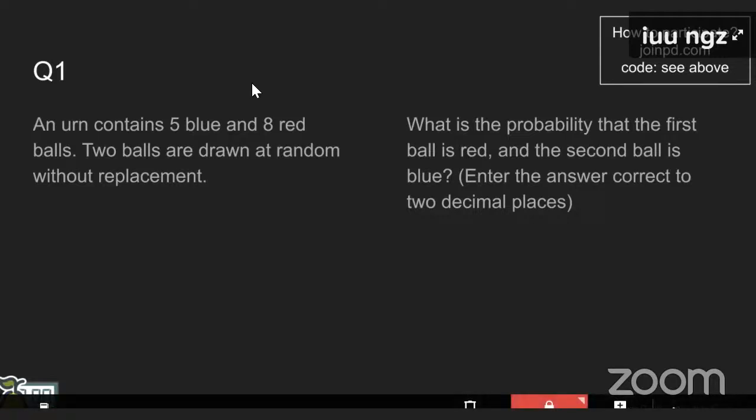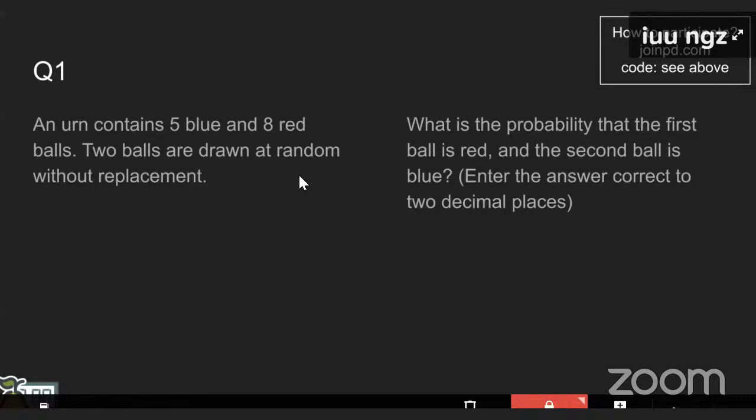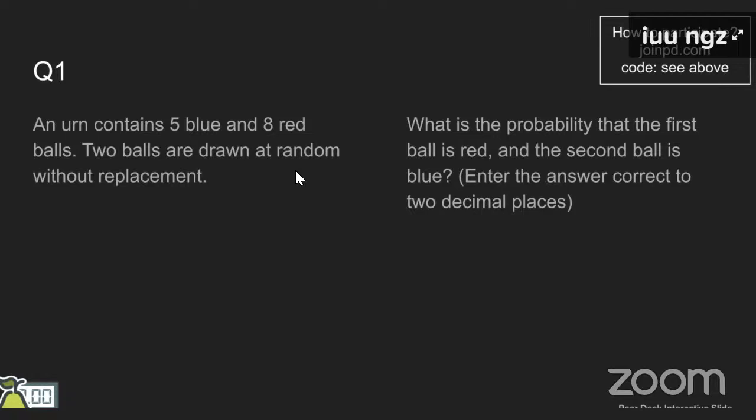Exactly. First of all, we select the first ball as red: 8C1 out of the total balls, divided by 13C1, because the question says the first ball is red. Then we go to the blue ball, 5C1. We got one ball, so the remaining 12 balls remain, then 12C1. Yes, correct.